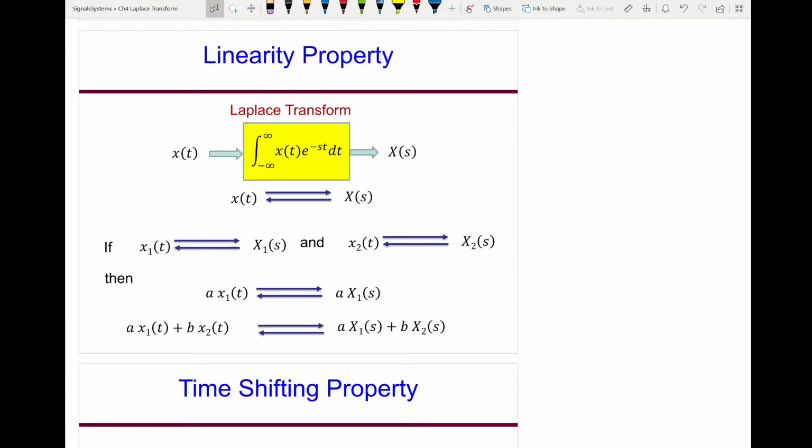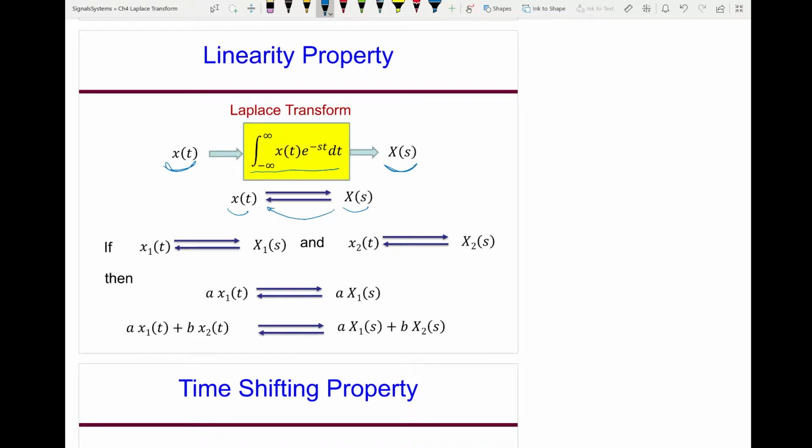So you can think of Laplace transform as a system that transforms a signal in the time domain to its Laplace domain, which is the frequency domain. And this is the definition of the Laplace transform. So I can go from x of t to x of s and do the inverse Laplace transform and go back to x of t.